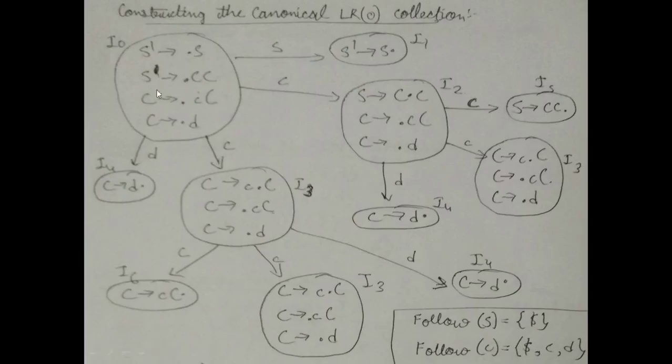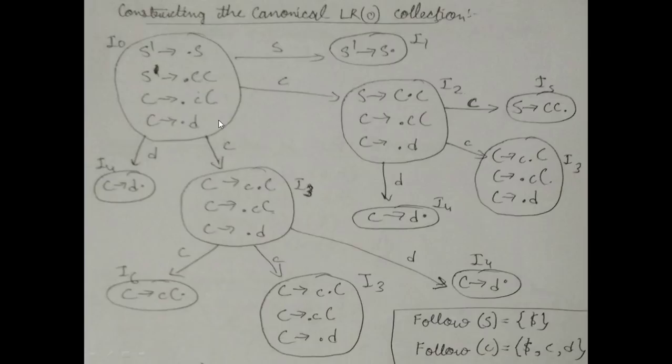Thus, we added S gives dot C into the closure of I. Now, after the dot, we have capital C. Thus, we added capital C gives dot C and capital C gives dot D. That's how we constructed I0.